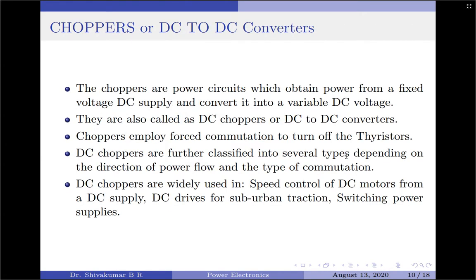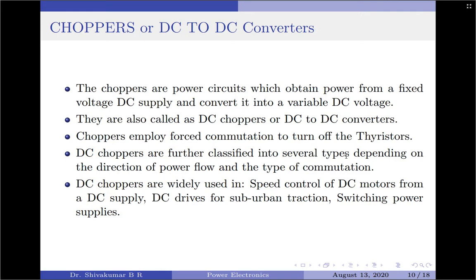Now, going to the next type of converter, which is the chopper, also called a DC to DC converter. The name once again is pretty similar. You are converting a DC voltage into a DC voltage, but the output voltage differs with respect to the input voltage, once again with respect to the average value. They usually employ forced commutation techniques to turn off the thyristors that are used in the operation.